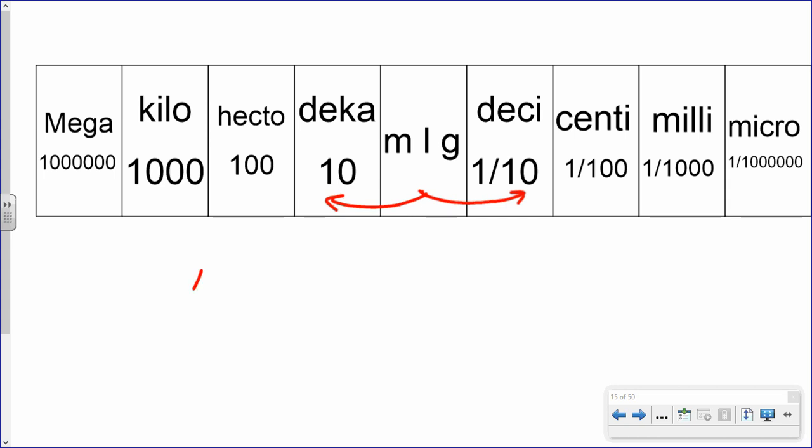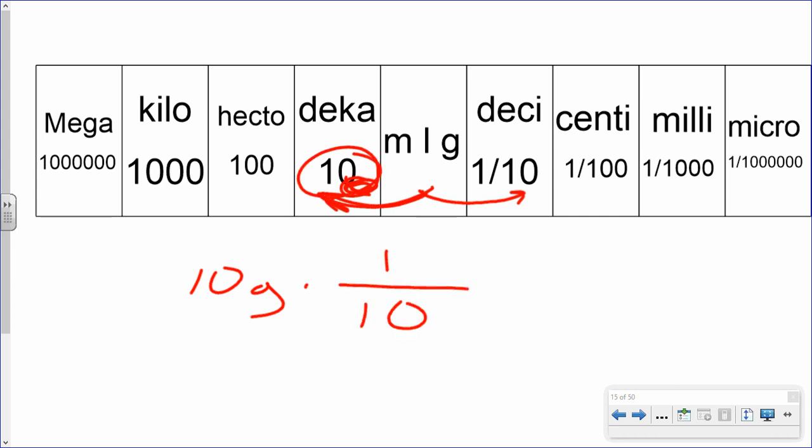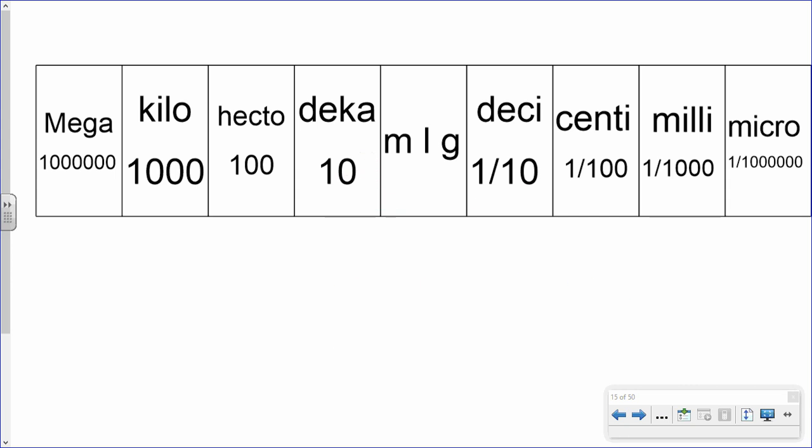Okay, so if I had 10 grams and I want to go to decagrams and land here around this 10, then I have to divide by 10, and it gives me 1 deca. I don't know if I said dec or deca, but it's 1 decagram. Okay, now I think what I just taught was a little confusing. Okay, so let me give you the easy version.